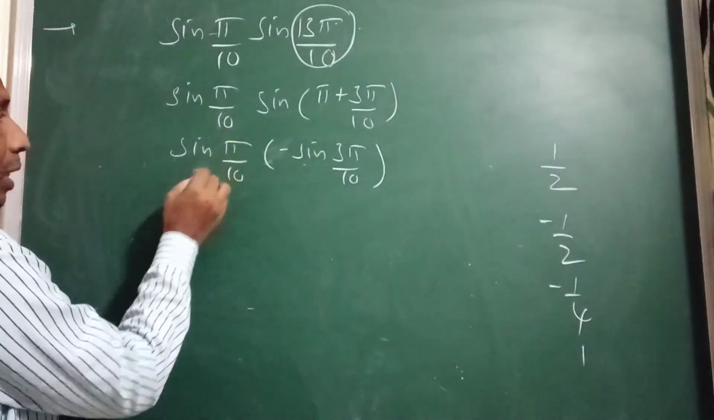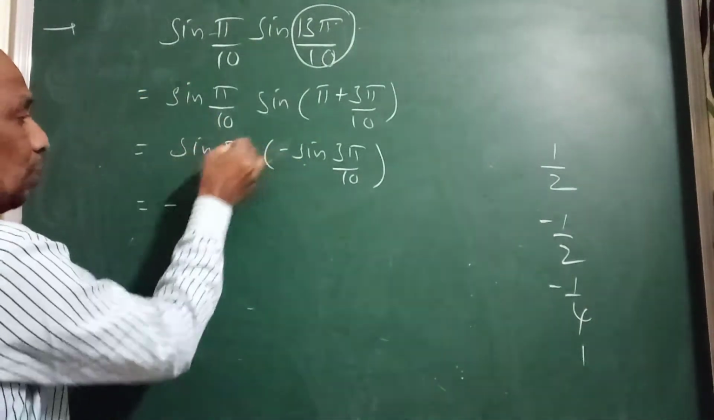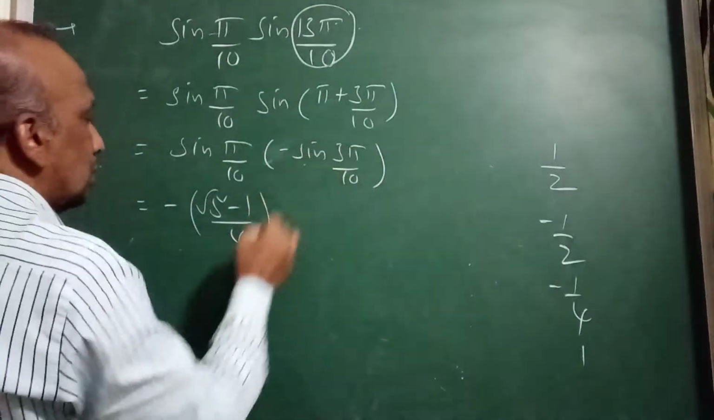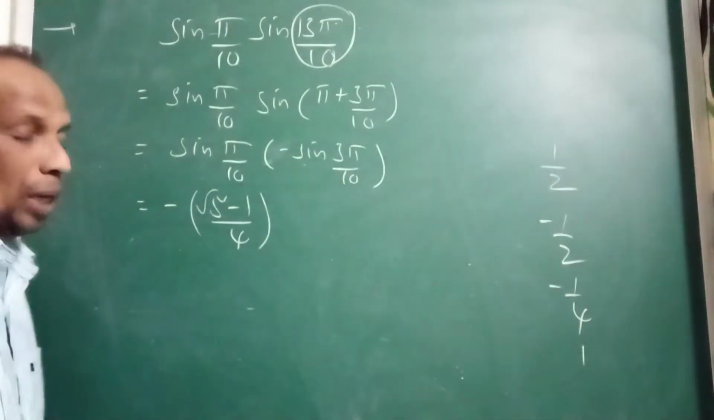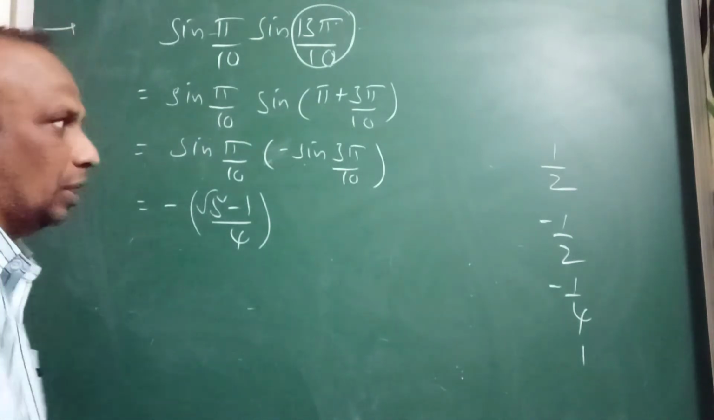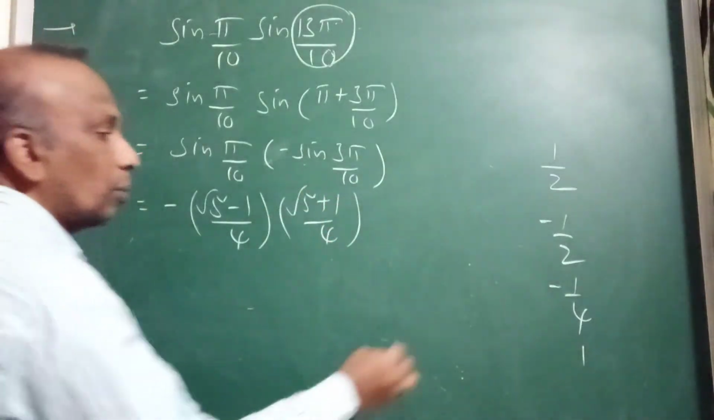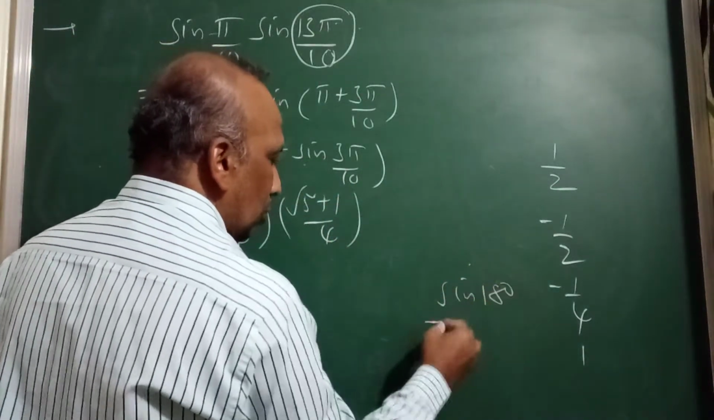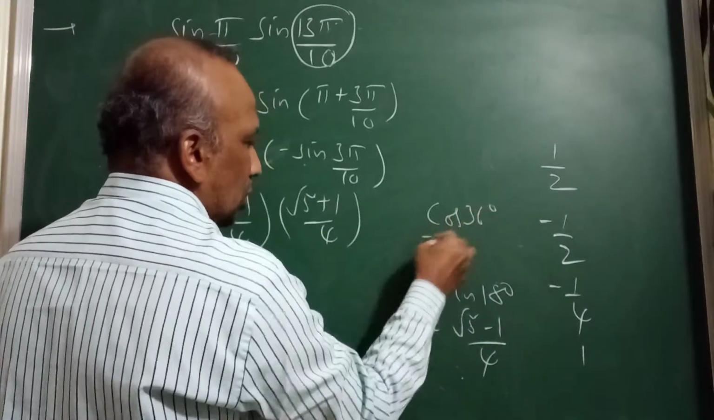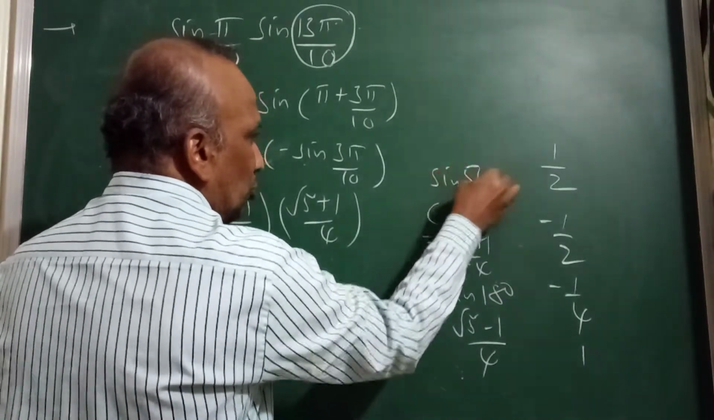So you can write minus of sin 18. The value is root 5 minus 1 by 4. Sin 3 pi by 10, this minus I have written here. So sin 54 degrees is nothing but cos 36 degrees. So this will become root 5 plus 1 by 4. So remember, sin 18 degrees will always be root 5 minus 1 by 4. Cos 36 degrees, root 5 plus 1 by 4, is also nothing but sin 54 degrees.